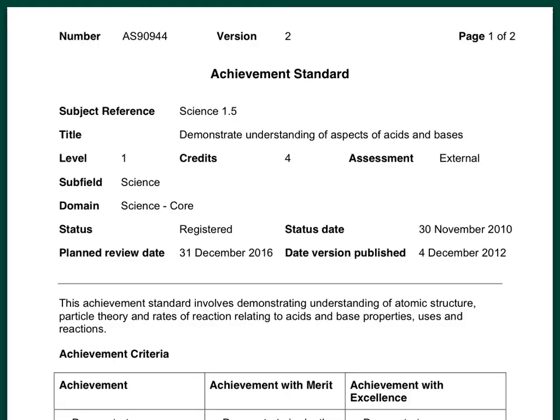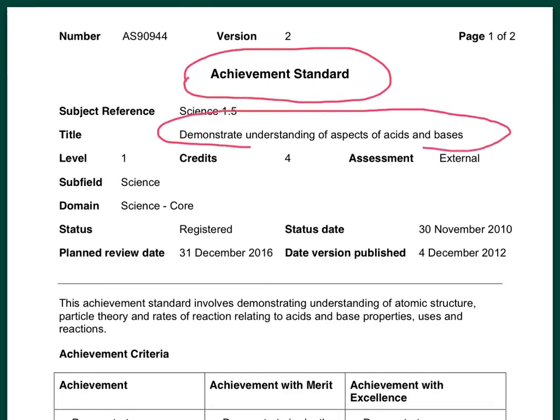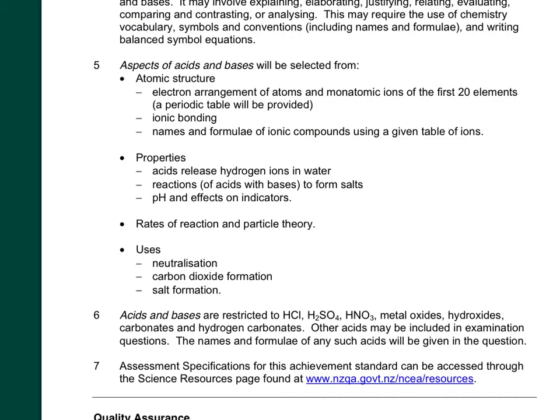The answer to the first question, where do I go? Obviously, if you go to the achievement standard, that's about demonstrate understanding of aspects in acids and bases. That's the number. You can find all of the achievement standards on the internet, and we find all the information about what we need to learn there. The section you need to look at, that tells you exactly what you need to learn, is section 5, and that's on the second page.